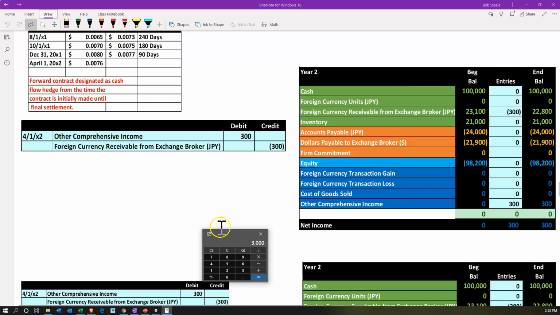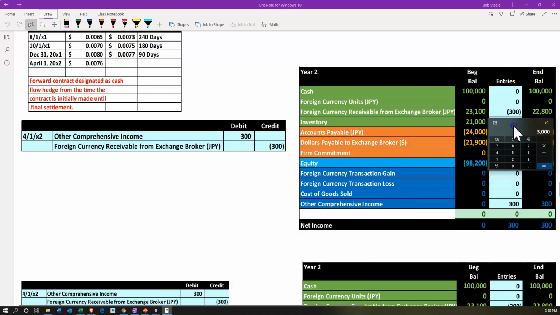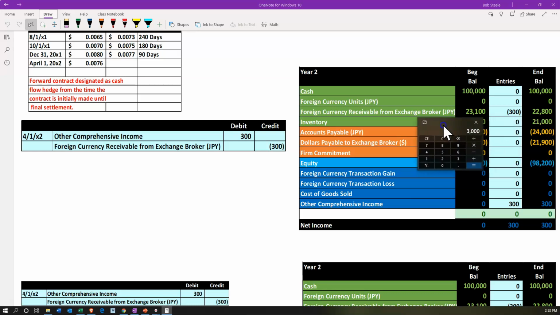We're going to have to do our same revaluation. We're going to do our revaluation for the receivable, and then the revaluation for the payable. Let's start it out with the receivable. We know what it was last time because we see it in the beginning balance here at the 23,100. We're going to adjust it for the current point in time, which is April 1st. So we're going to take our 3 million yen times the 0.0076.